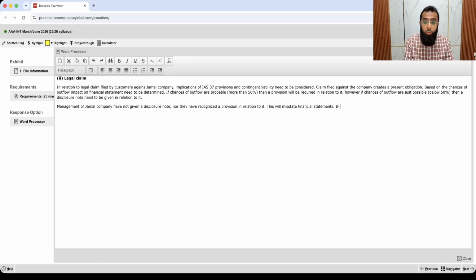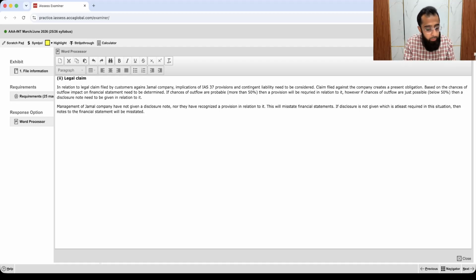If disclosure is not given, which is at least required in this situation, then notes to the financial statements will be misstated. Okay. See, if provision is not required, like if the chances of outflow are not probable, at least a disclosure note is required in this situation. And failure to give a disclosure note will misstate the financial statements. We don't know about the amount of the claim, so we cannot talk on that currently. But one thing we are sure of is that a disclosure note should be given in relation to it.